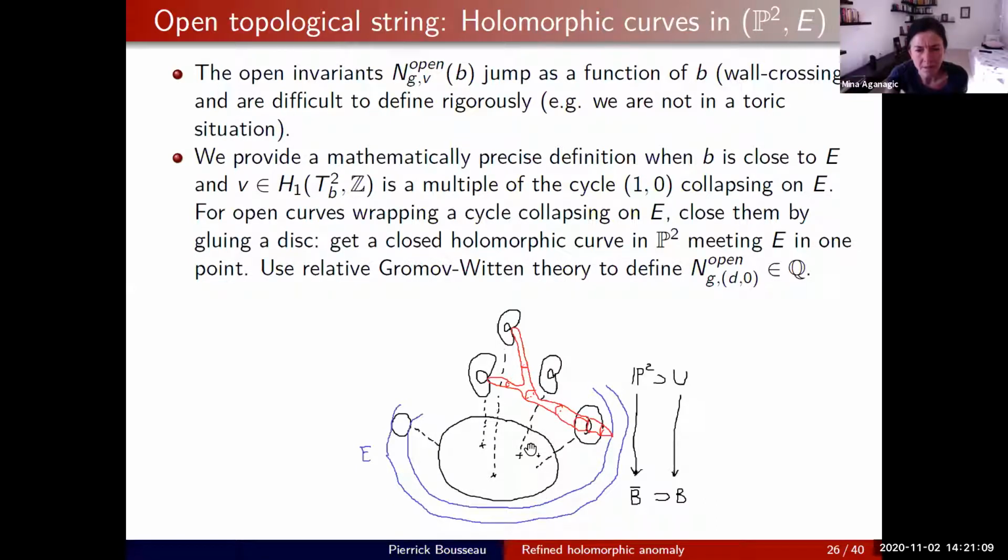Sorry, what is b? Yeah, γ is the class of the boundary of the curve. I mean the little b. The little b is a point on the base. So it's which T2 fiber you are looking at.